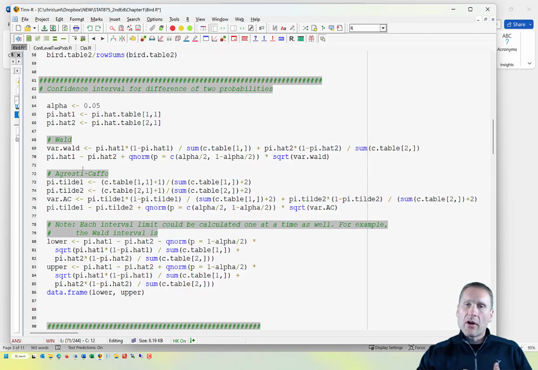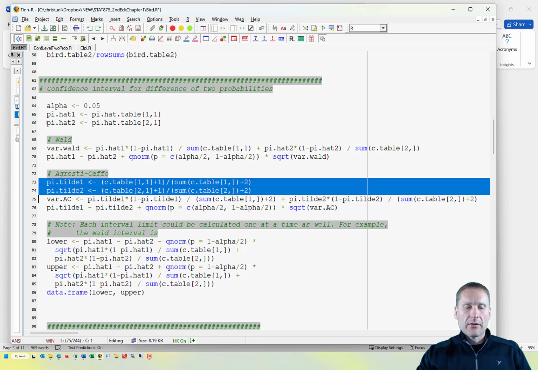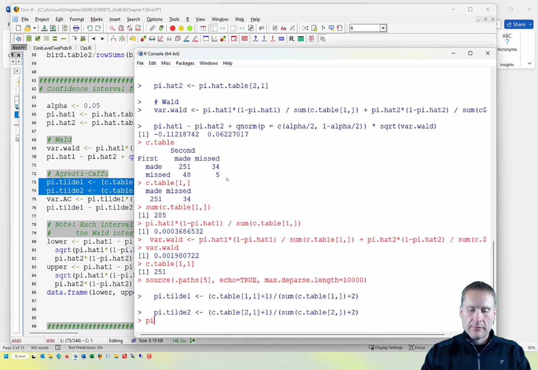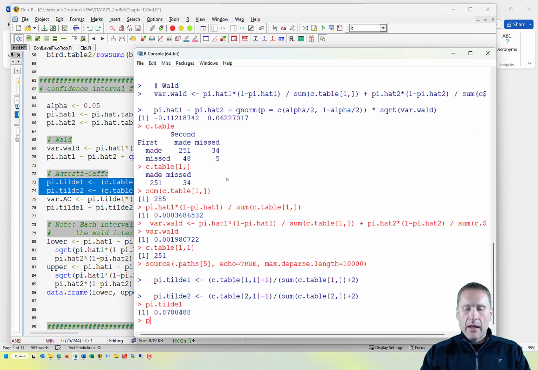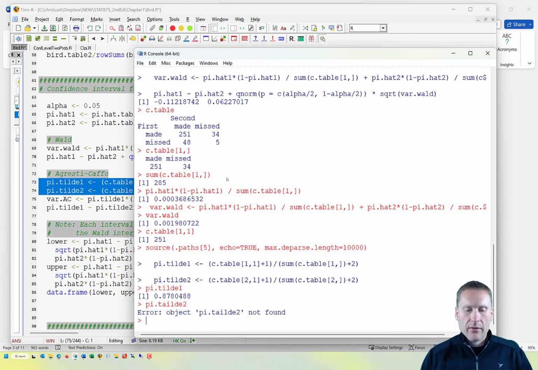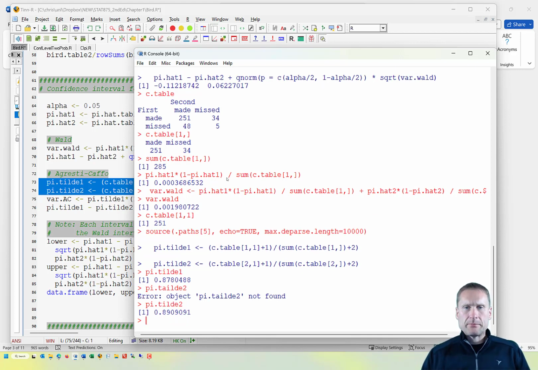Okay, so let's talk about the Agresti-Caffo interval now. I need to form my pi tilde. So pi.tilde1 is going to be W1, plus 1, that quantity, then divided by n sub 1 plus 2. So let's go ahead and do that. And I could do a very similar thing for pi.tilde2 as well.